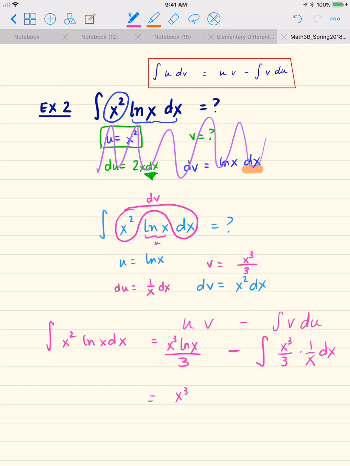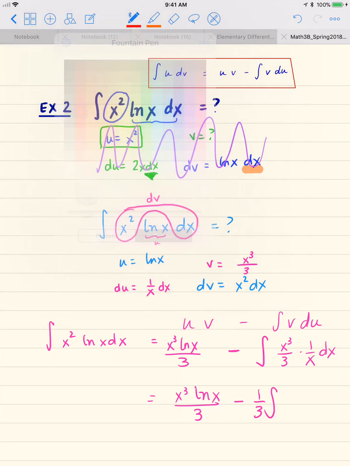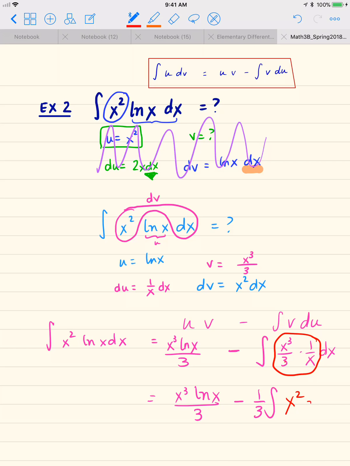So now I ask myself, because I still have an integral, right? I need to integrate x cubed over 3 times 1 over x. I can simplify this, though, because this 3 in the denominator, I'm pulling that out and making it 1/3. And then I've got x cubed divided by x. That's just going to be x squared. And now I know the integral of x squared dx. That's going to be x cubed over 3. I've still got this 1/3, right? So x cubed ln x over 3. So in this case, plus c.